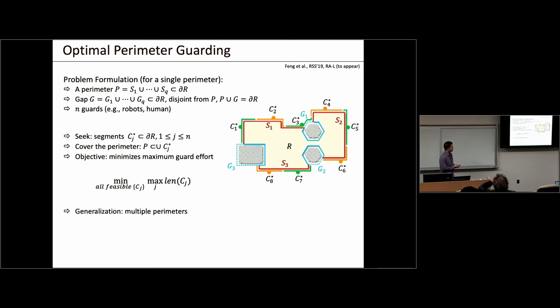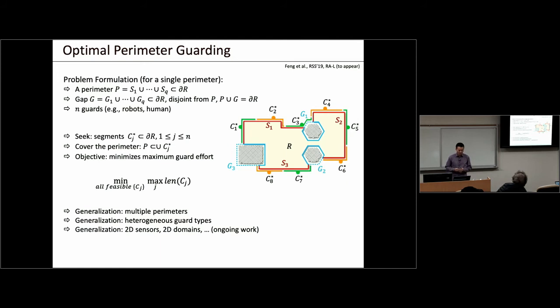We can generalize this to support multiple perimeters. Here is a single perimeter. And we're also working with heterogeneous guard types. For example, you might want to have a human-robot team to deal with this, or different robot types. And right now we are also working on more complex sensing models and complex domains.